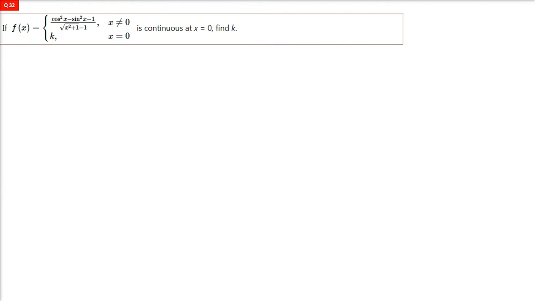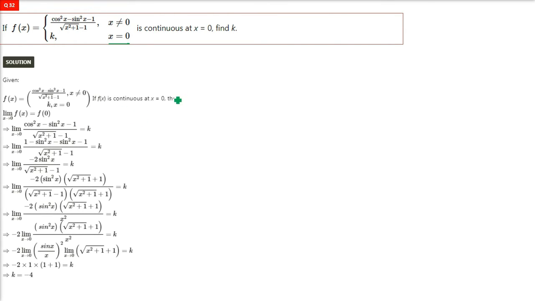Now this is cos square x minus sin square x minus 1 divided by under root x square plus 1 minus 1. So first one is when x is not equal to 0 and x equal to 0, it is k. So whatever continuity we have to find out at x equal to 0, we will try to find out the limit. Limit has to be equated to k. So essentially you have to only find out the limit, and that limit value will be equal to k. Basically, if you are well versed with finding out the continuity, this question is for you.